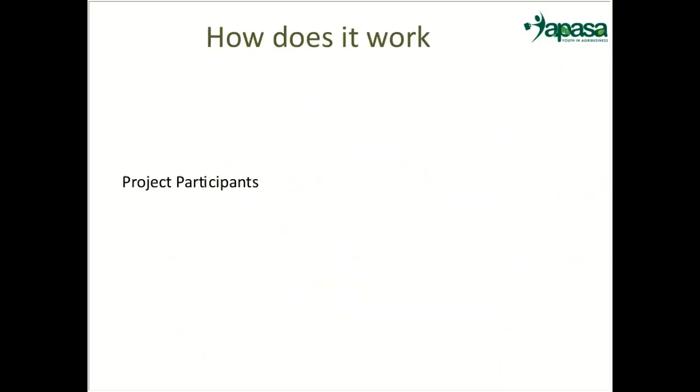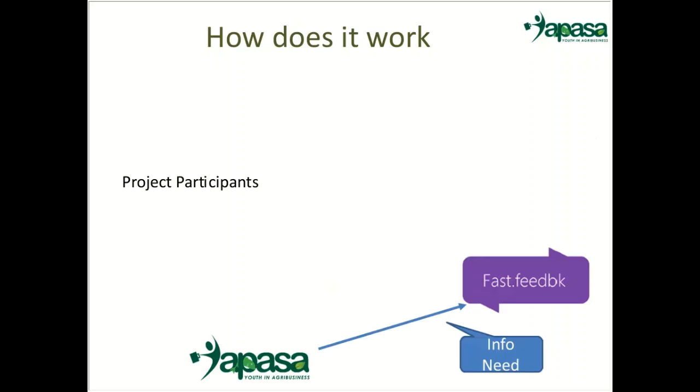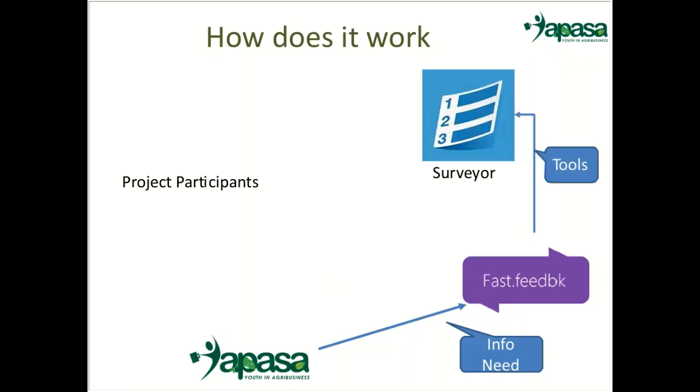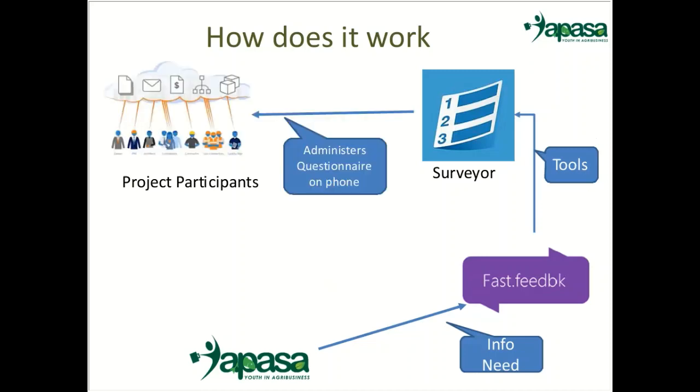So with how the fast feedback model is working, we have a couple of participants, which is us, of course, YAPASA, who need the information. We work with fast feedback, and the tool, which is the questionnaire, is usually developed by us, and fast feedback sends it on to the surveyor, which in this case, as Steve already alluded to, is AYE, Alliance for Youth Entrepreneurs, the people we work with, who we have trained. Then they administer the questionnaire to the project participants, the farmers, over the phone.